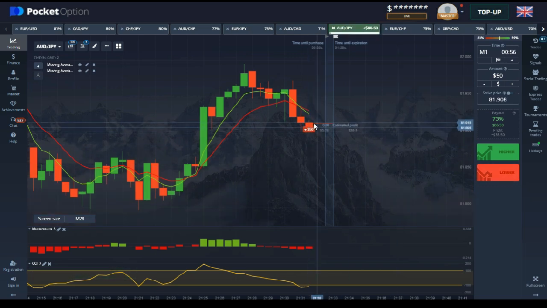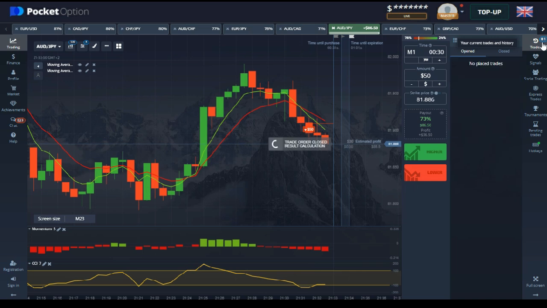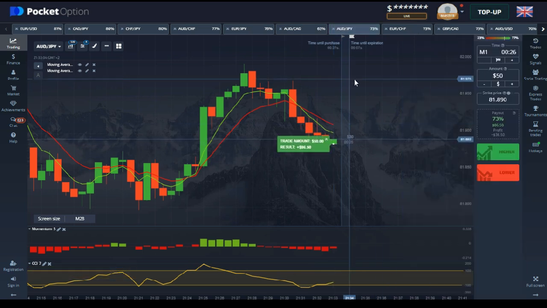I take the trade here for lower because the cross happens here. Momentum is showing it going down, and CCI is in an oversold condition, so let's see the result. Okay, the result. So let's find another moment.